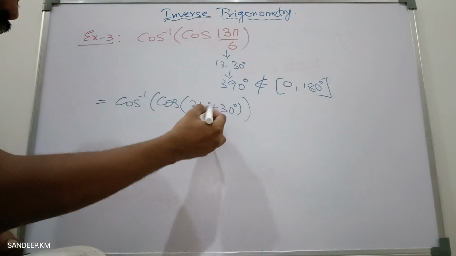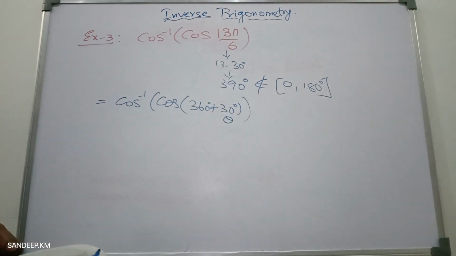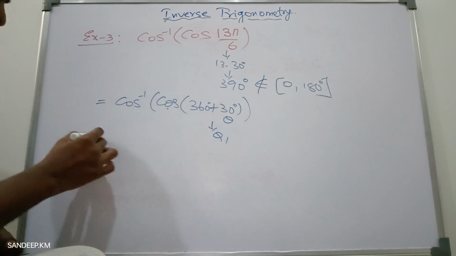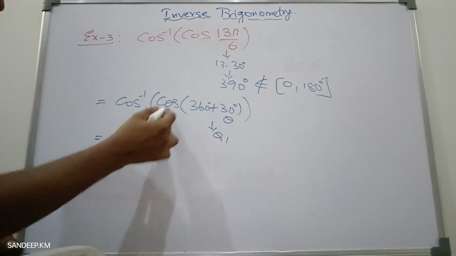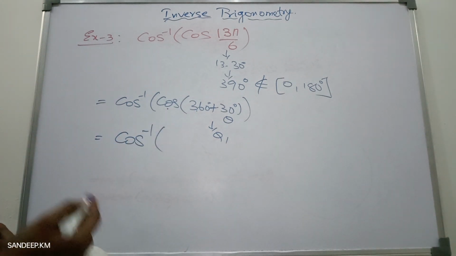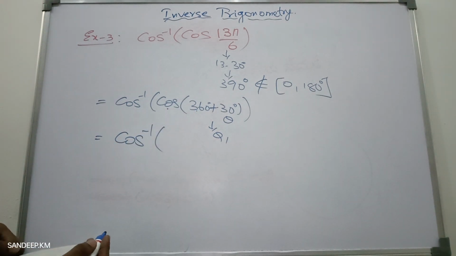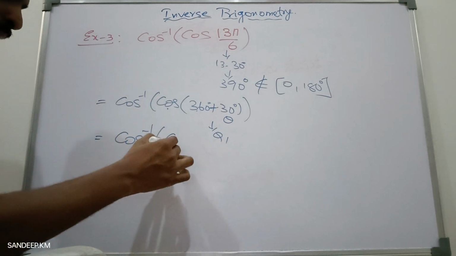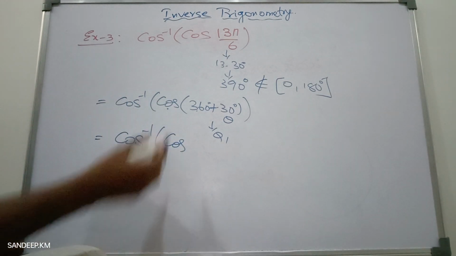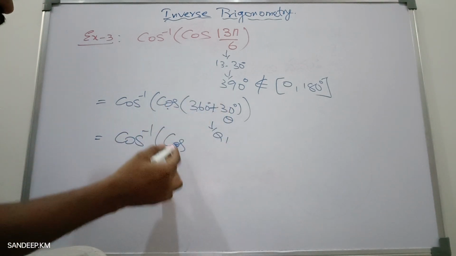And I hope all of you know that 360 plus theta is an angle in the first quadrant. Cos is positive, and moreover 360 is an even multiple of 90, so cos will remain cos. If it is an odd multiple of 90, cos becomes sine. Okay now, so cos of 360 plus theta is cos theta.